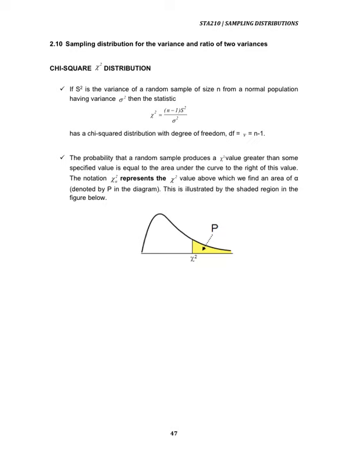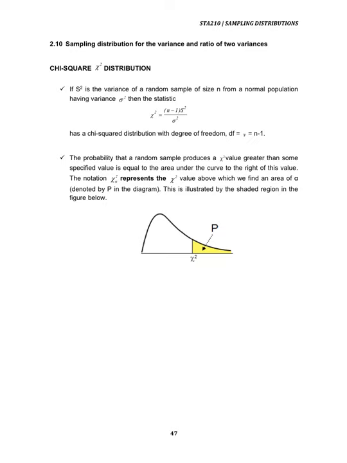Okay, so for today, we are going to continue our last section in sampling distribution, which is sampling distribution for the variance and ratio of the two variances. Okay, before that, let me introduce you to another distribution. Previously we already looked into the normal distribution, right? So for the variance and ratio of the two variances, you'll be introduced to a new distribution.